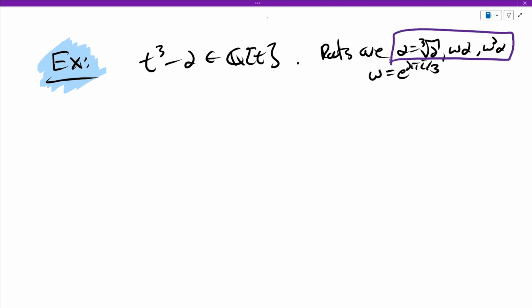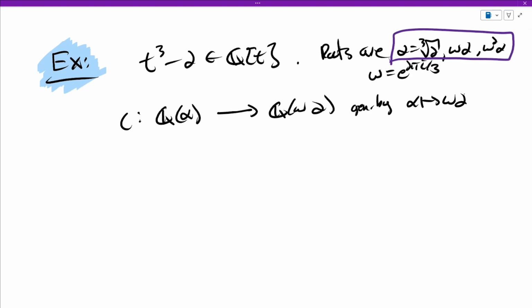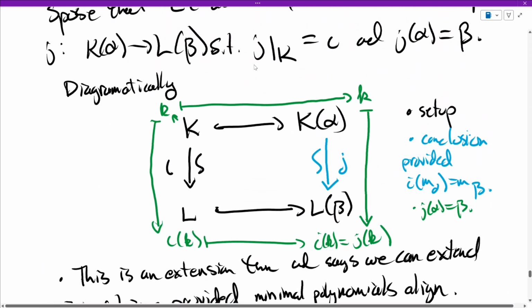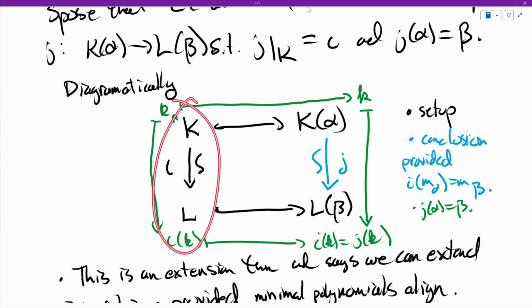All right, so these are our roots, and we have an isomorphism already that we've been playing with for the latter part of this chapter. There's an isomorphism here generated by alpha goes to omega alpha, right? Cool. Okay, that's going to be our iota. So if we go up here to our diagram, this is our iota.